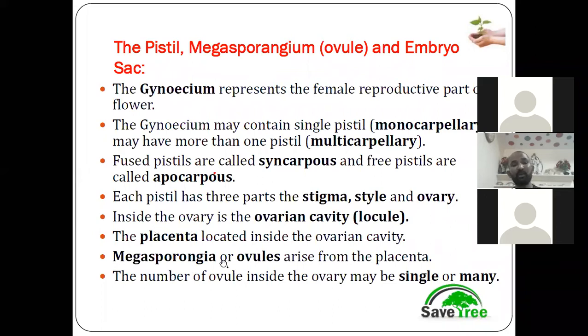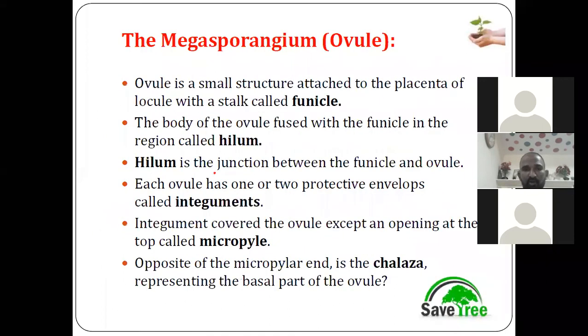Here the placenta has a number of ovules attached to it. These ovules arise from the placenta, and the number of ovules inside the ovary may be single or many, as I already told you. Maybe a single ovule is present, or maybe many ovules are present. According to the number of ovules, the seeds are formed after fertilization.